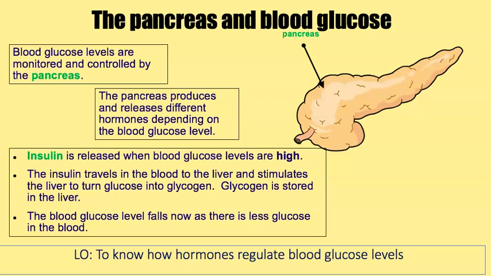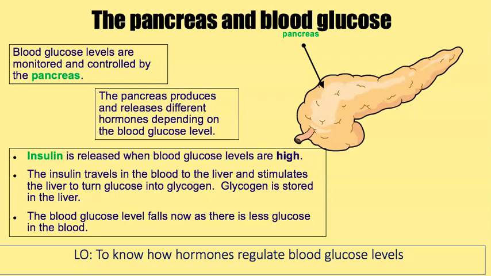Okay, so the key points are that the pancreas releases insulin, the insulin travels to the liver, takes the glucose out of the blood and turns it into glycogen, okay? And this is all happening when your blood glucose levels are too high, okay?